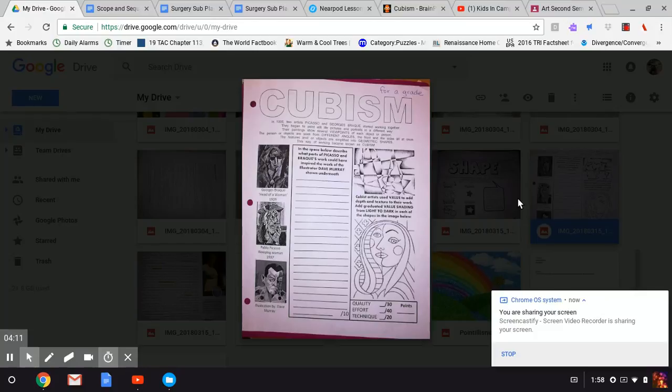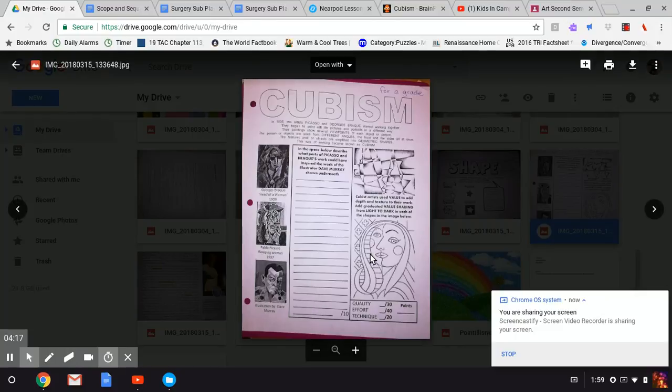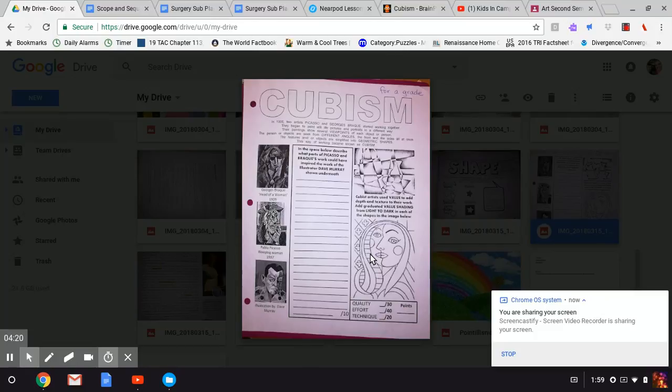So what you're going to do is just this middle part. Don't worry about this part over here just yet. We'll come back to that when we discuss value. The question in this middle says, in the space below, describe what parts of Picasso, right here, and Braque, right here, could have inspired the work of Dave Murray down here. So that's what you're going to write right here. Write an answer to that question. How did these two inspire this one? Then you're going to put it behind your brads in your folder behind your shape notes.